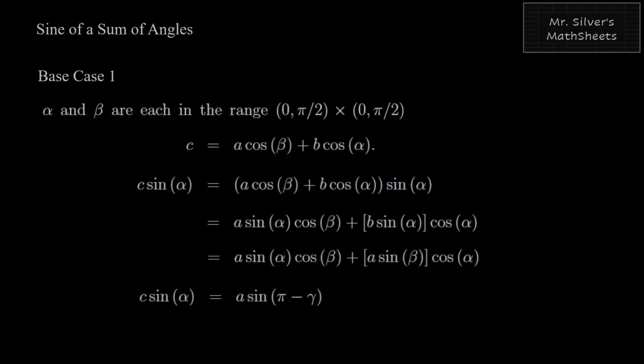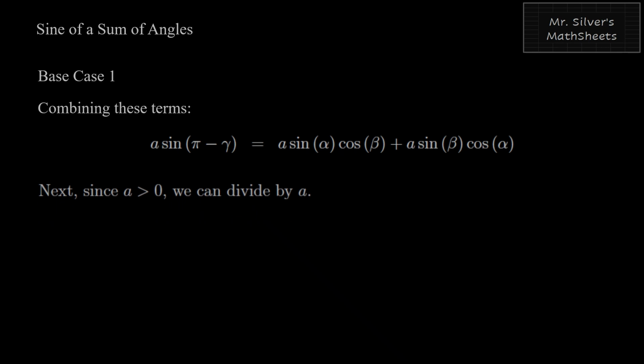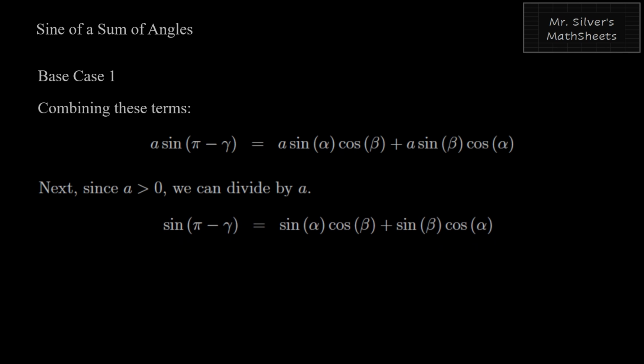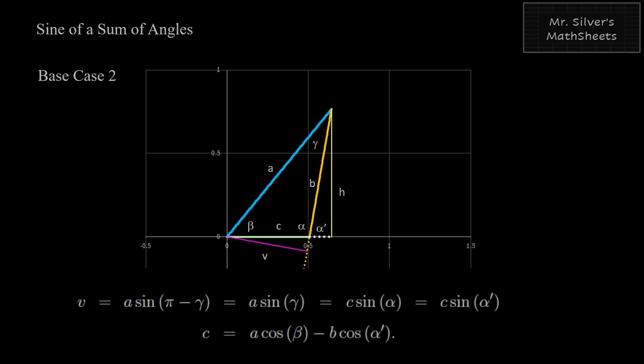And now we will be able to compare the term on the left, the sine of pi minus gamma, which is equal to a times sine alpha cosine beta plus a times sine beta cosine alpha. Every term has a, and a is not 0, so we divide through. Now we use the fact that the sum of the angles in a triangle is pi, so we can write that as sine of alpha plus beta. And that's exactly what we wanted to prove, by the way.